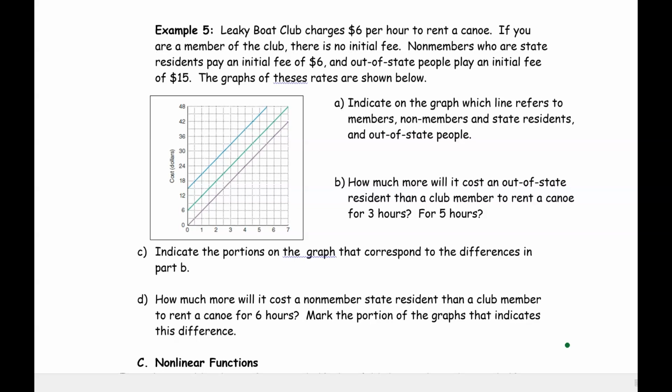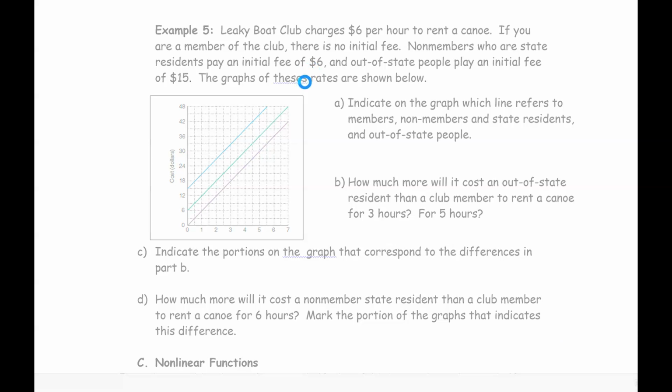Okay, so example 5. We've got a couple of graphs here that are already drawn for us. The Leaky Boat Club charges $6 per hour to rent a canoe. If you are a member of the club, there's no initial fee. Non-members who are in-state residents pay an initial fee of $6, and out-of-state people pay an initial fee of $15. The graphs of these rates are shown below. So that's a typo there. It should be these. Indicate on the graph which line refers to members, non-members who are state residents, and then out-of-state people.